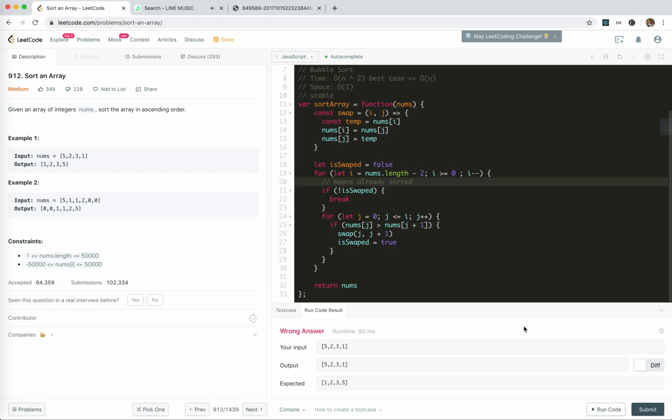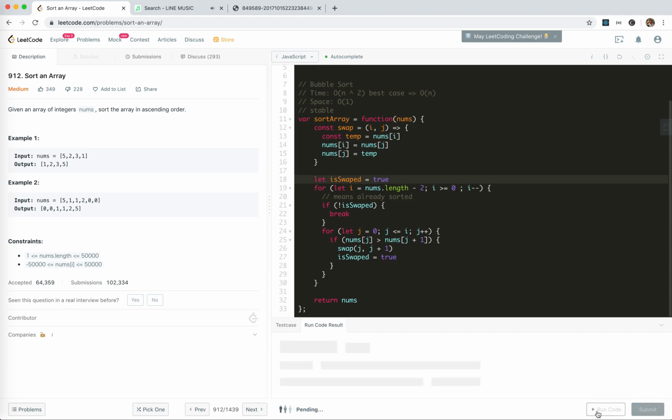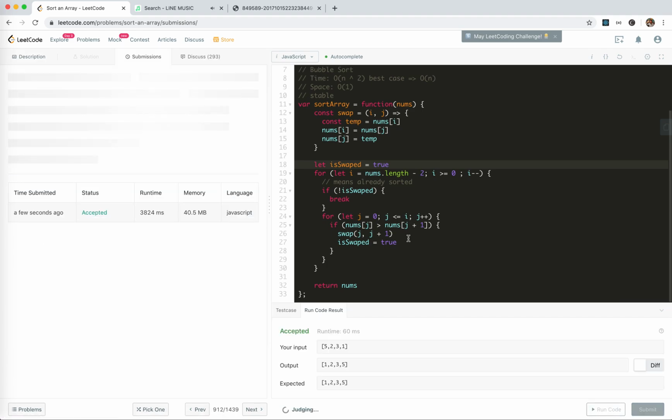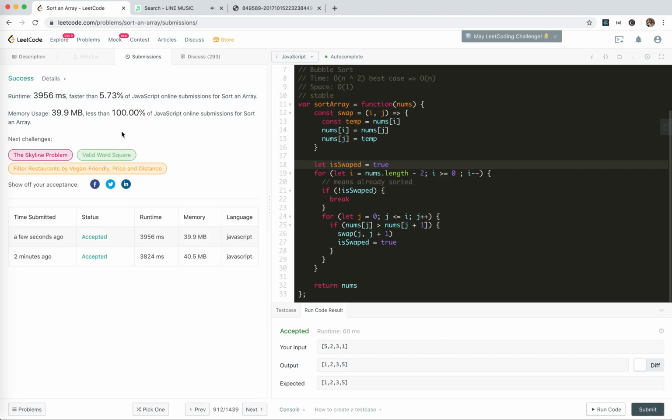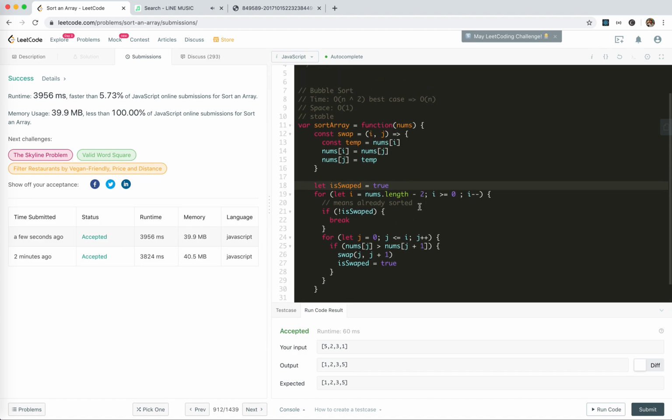Wrong answer. Wait a second. Uh-oh. The initial value should be true, so we can continue. Yeah, let's submit. Cool. It might be improved a little bit based on the input.